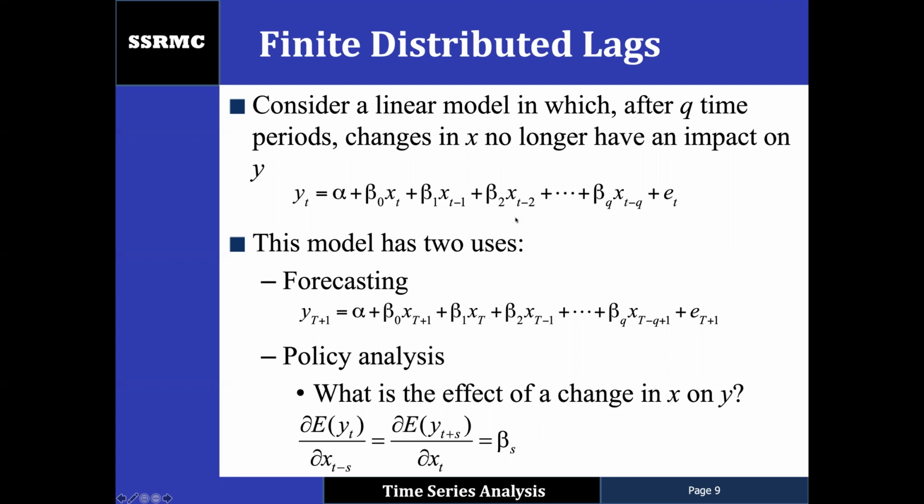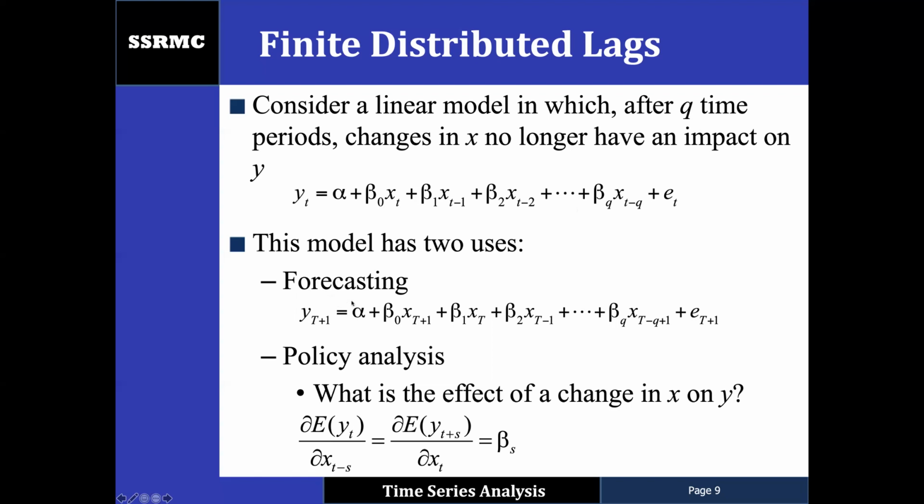With just one independent variable x, we are looking at a total of q lags in this model. So we have q time periods. We would like the model to capture x's impact on y over a period of time, and that period of time is q. We can use this model for two purposes.